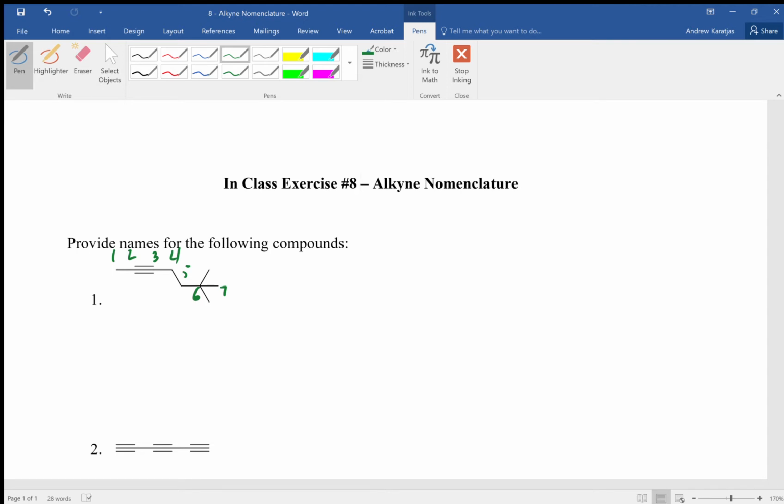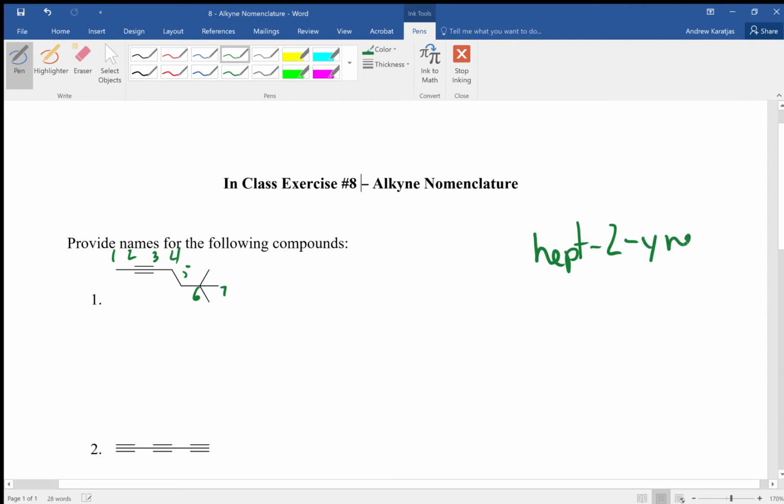And so if we number it this way, our alkyne starts at 2, whereas the other direction, it wouldn't start until the 5th carbon. So here we've got 7 carbons, which is heptane. Given that it's an alkyne, it'll become heptyne, and specifically 2-heptyne, or hept-2-yne, because the alkyne starts on carbon 2.